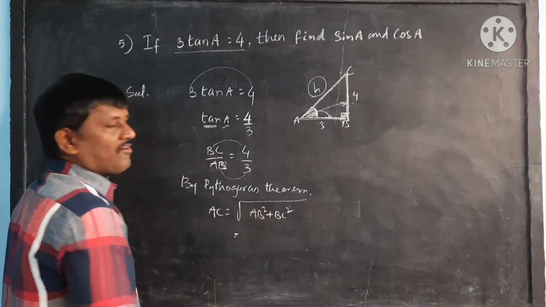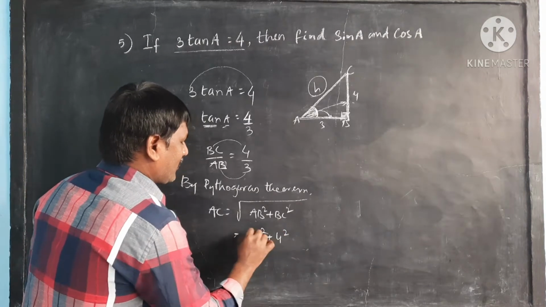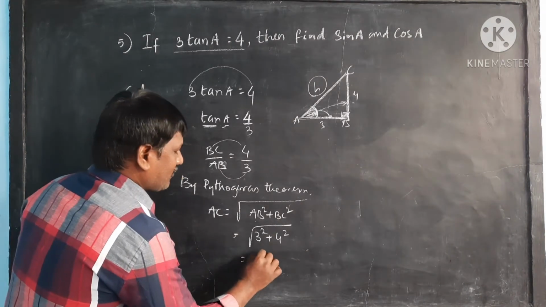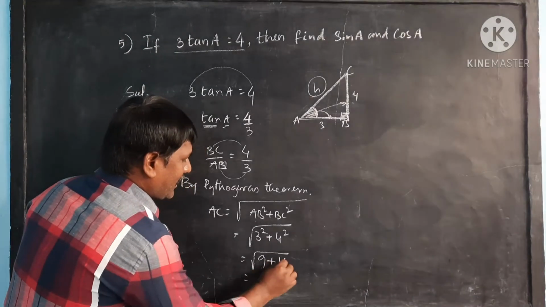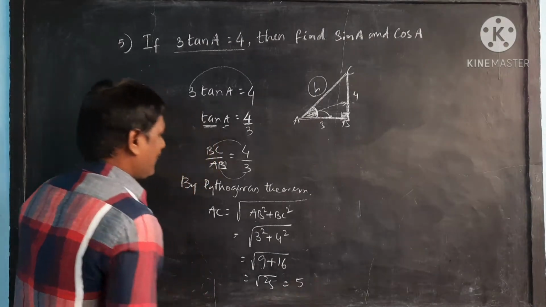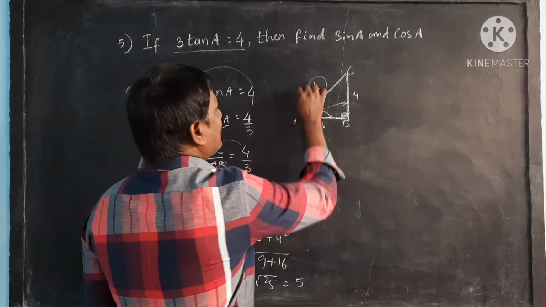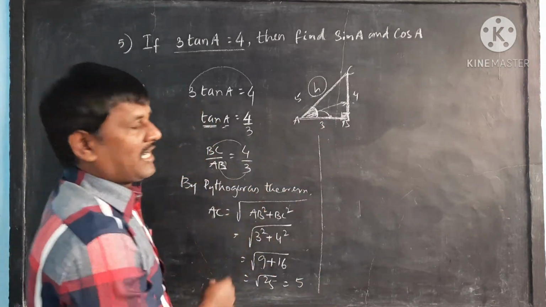Now substitute the values. AB means 3 square and BC means 4 square. You can write 3 square means 9 and 4 square means 16. Now the sum of 9 and 16 is 25 under root. So under root 25 is 5. So therefore AC is equal to 5. Now we can find the values of sin A and cos A.